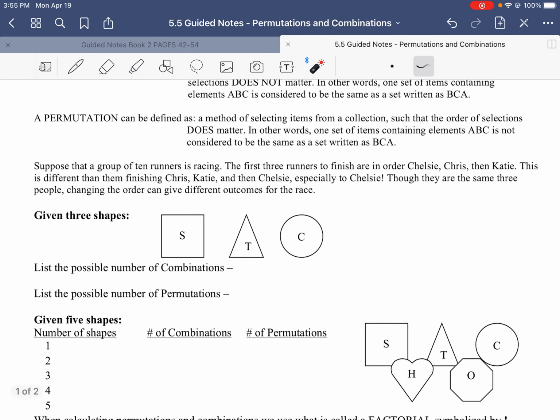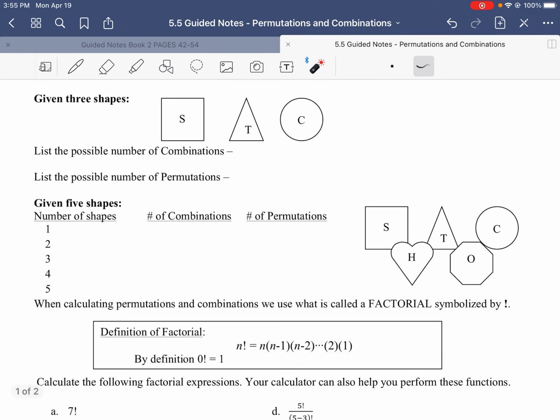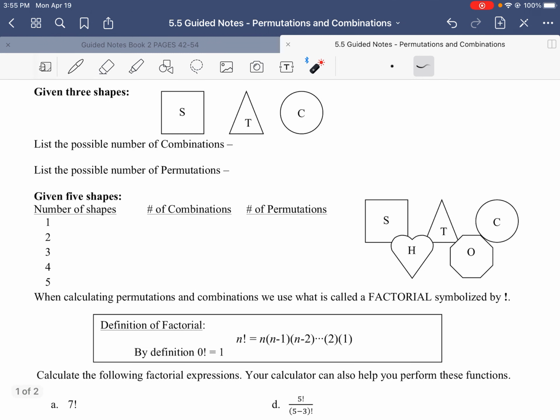So let me show you just kind of an example based off of these shapes. So here we have a square, a triangle, and a circle, so labeled S, T, and C. It says list the number of combinations. So the only way to really combine these 3 is to create a group of 3 shapes. That would be like STC. Now that's the same group no matter what order I write them in. They're still the same 3 shapes.